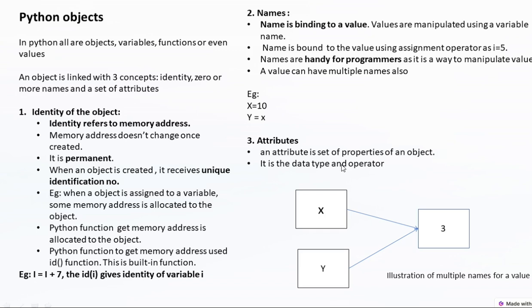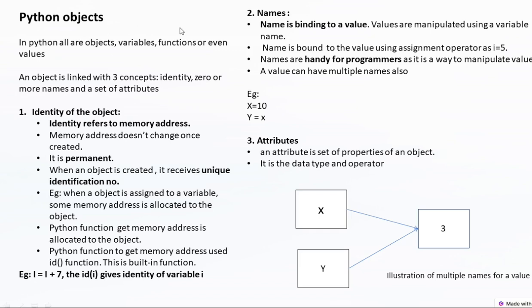Now coming to the next one. Now attribute. What is attribute? It is a set of properties of an object. So here I said x is equal to 3 and y is equal to 3. Now x will have some properties, y will have some properties, right? Properties in the sense, what is the data type of x, right? What operations are happening in this. So if you want to know the properties of a variable, then we call it attributes. So attributes means properties of that object. It can be the data type, it can be the operations that you're doing, the identification of that variable. So all these are properties of that variable. So that's nothing but attribute.